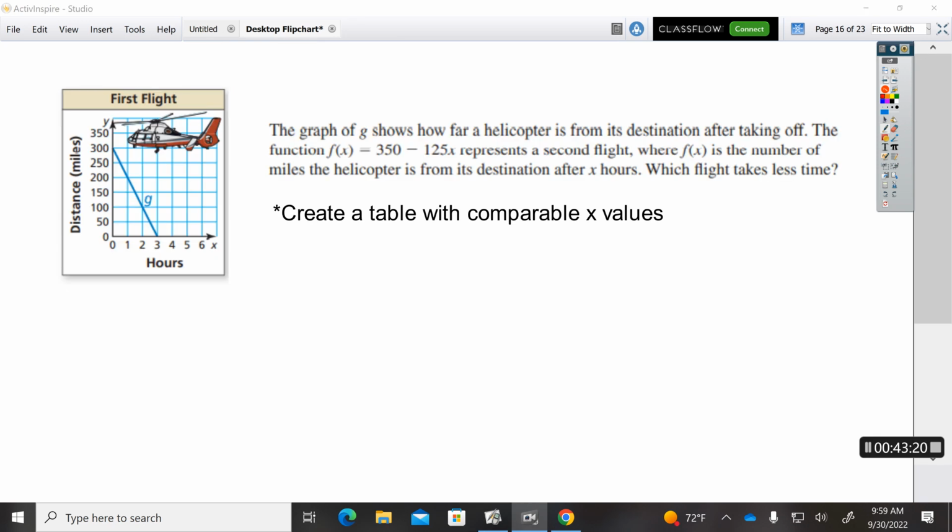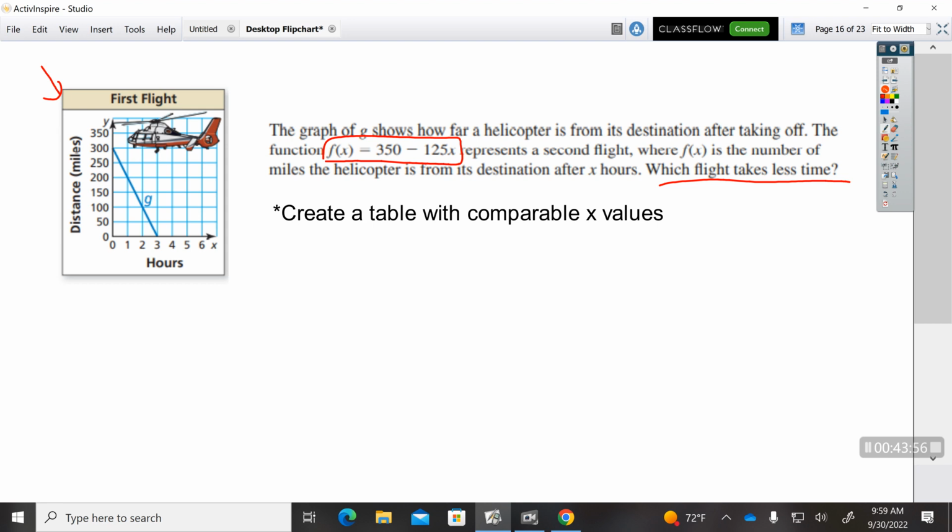So look, over here, we have one situation. That's a helicopter. That's a different helicopter than the equation we're looking at here. Right? So there's one helicopter, a different helicopter, or a different flight. But know that they're two separate entities. So, first, let's answer the question. Which flight takes less time?